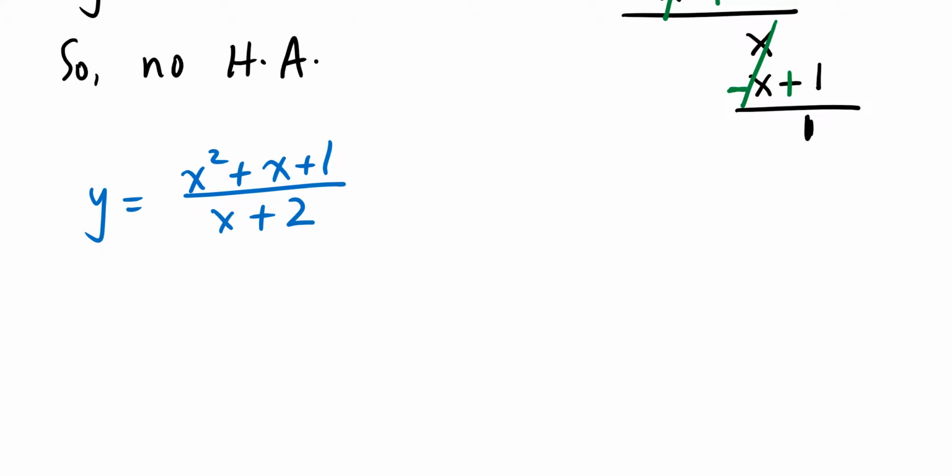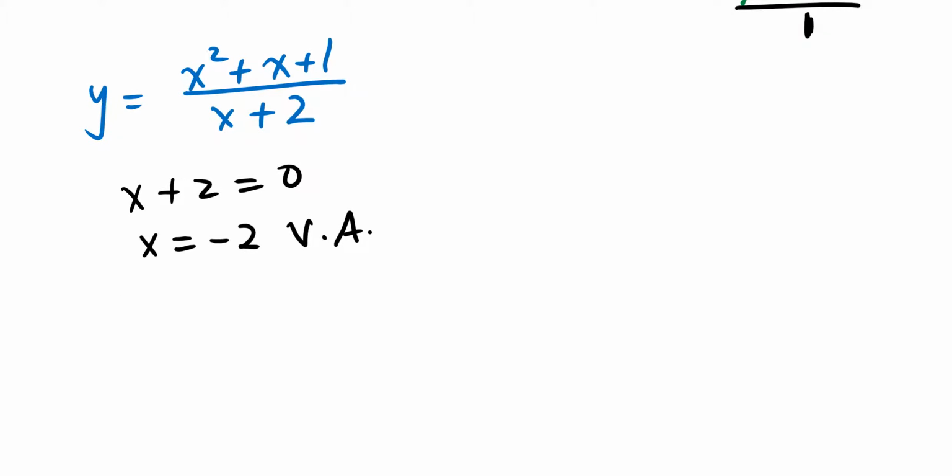Again, it's easy to find the vertical asymptote by setting the denominator to 0. x equals -2 is the vertical asymptote. How do we find the slant?